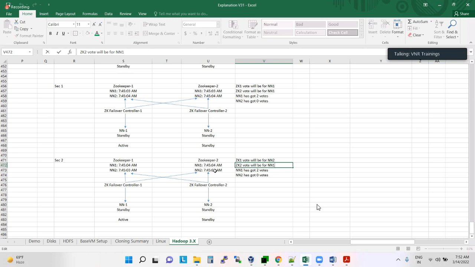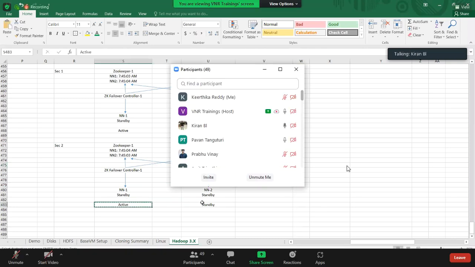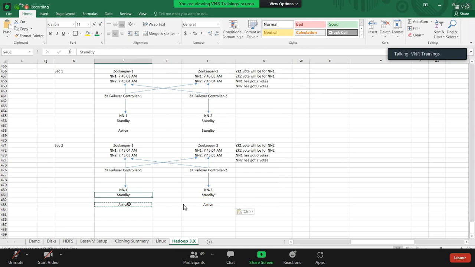Who came first to zookeeper 2? Of these two, 1 or 2? Name node 2, sir. So as per ZK2, vote is also for name node 2. So name node 1 has got 0 votes, and name node 2 has got 2 votes. Now in this scenario, who will become active and who will become standby? Name node 2 is active, and name node 1 will be in standby.